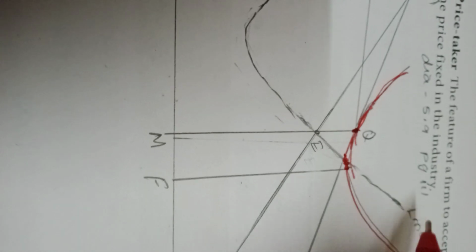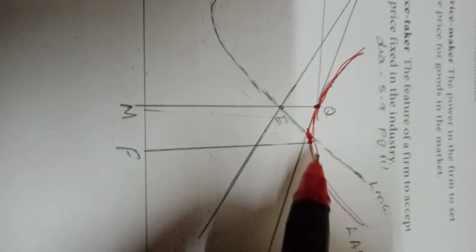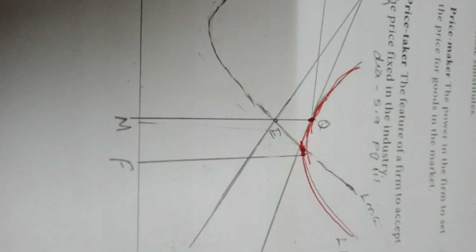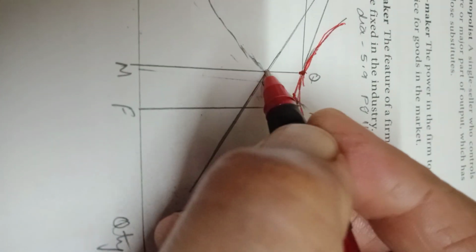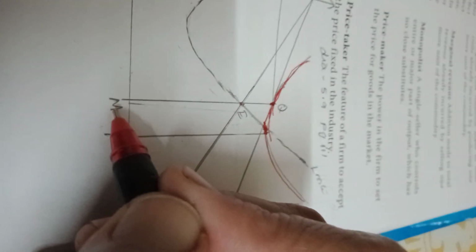Now you draw the MC curve also. Mark the minimum point of AC and then you draw the MC curve so that MC will cut AC at its minimum point. Mark this and you can draw like that. Now find equilibrium. At the equilibrium point, the MR and MC will cut at the equilibrium point. Just mark the equilibrium, drop it down, let it intersect at M.